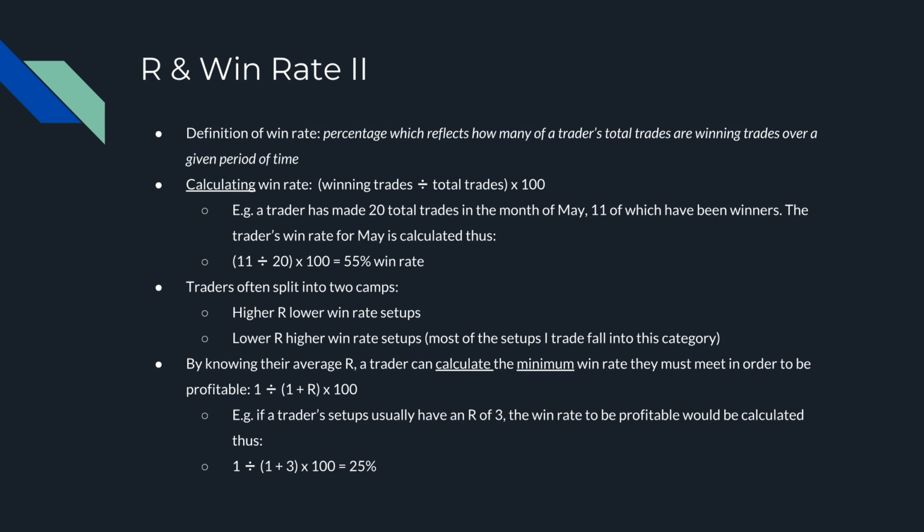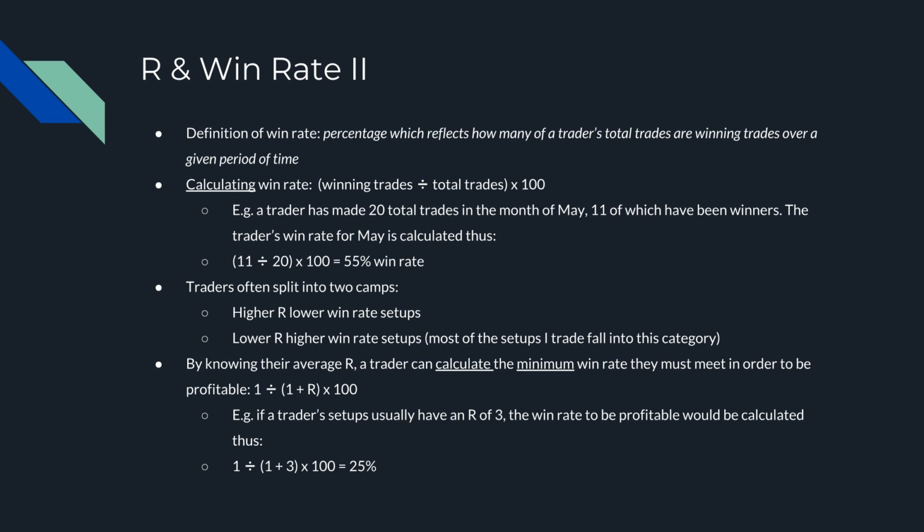Now this is where it gets important. By knowing your average R, you can calculate the minimum win rate that you must meet in order to be profitable. I mean, just looking at it logically without any maths, if you're taking, for example, 1R trades, or even like 1.5R trades, and you're losing the overwhelming majority of the time, you will not make money statistically, right?